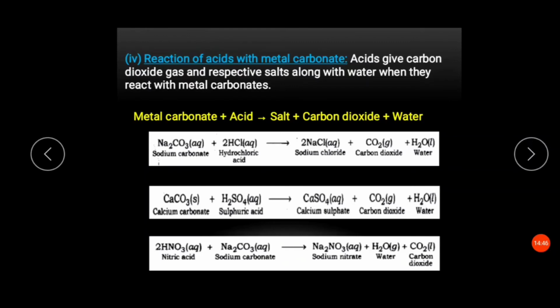So here is a metal carbonate, sodium carbonate, reacting with an acid to give sodium chloride as a salt, and carbon dioxide is released along with the production of water. Similarly, here are the other two reactions. Calcium carbonate and sulfuric acid react to form calcium sulfate, carbon dioxide and water.